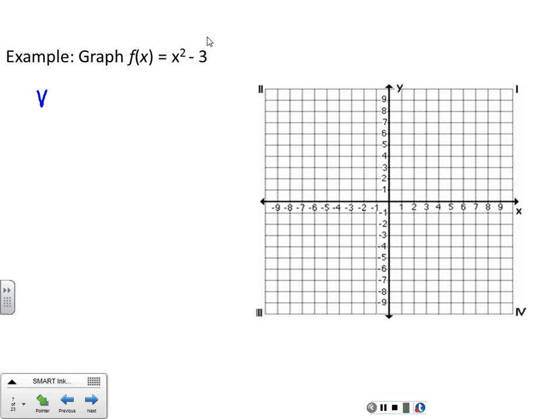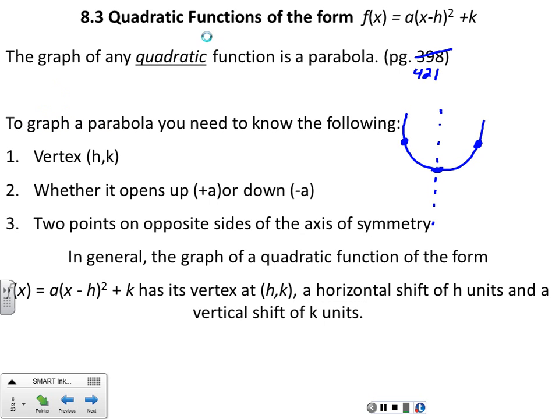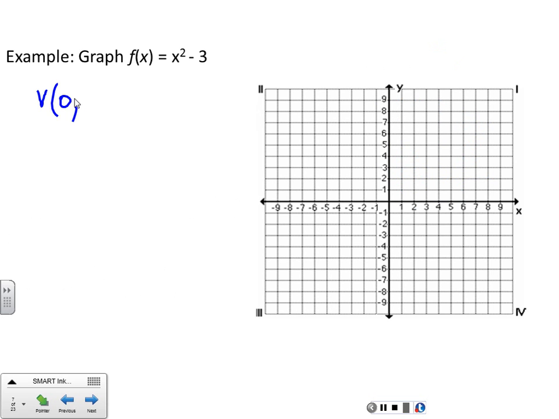So the vertex for this one, what do you think h is? You've got to have one, but what number represents nothing? 0. If you don't see parentheses, you don't have an h. It's 0. In order to have an h, you've got to see parentheses. h is going to be that number in there with x. But if you don't see parentheses, there's not one. So what do you think this number out here is?